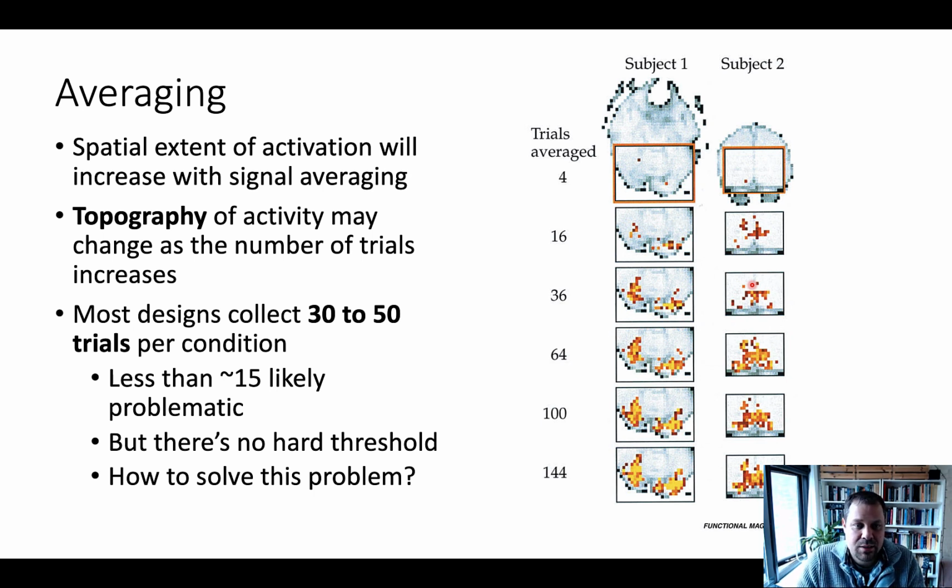Less than 15 is likely highly problematic because you're not even in this range then where you have very little activation to something like a visual, one of these checkerboards that actually leads to very large activation. There's no hard threshold for this, however, and it's still an open question how to solve this problem, because sometimes we actually have experiments where it's not quite possible to get even to 30 trials of the same event. Those experiments are sometimes done. And then what we have to deal with is obviously a lower functional signal-to-noise ratio.